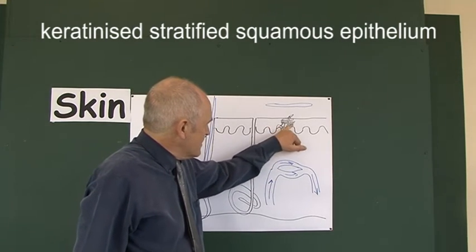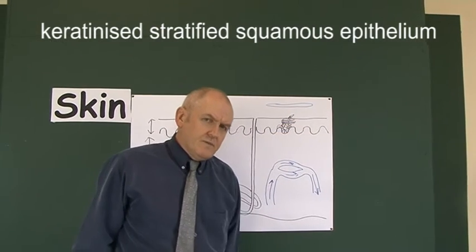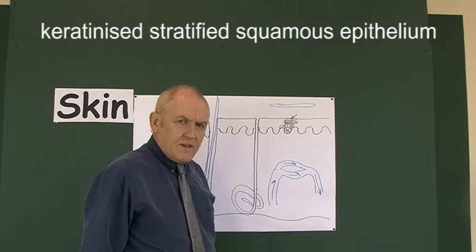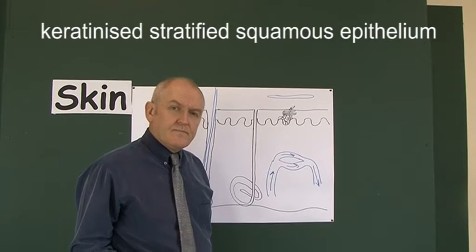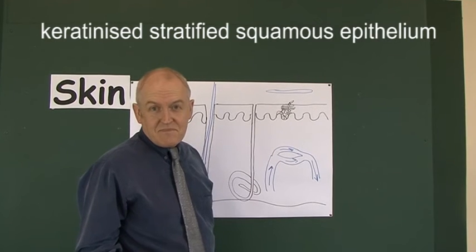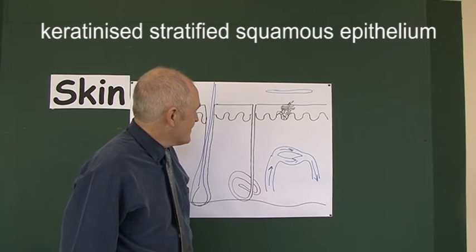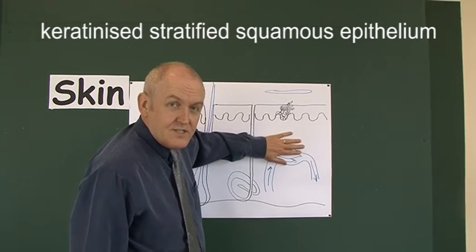And there's living cells in the lower half of the epidermis. And yet we've just said that the epidermis doesn't have a blood supply. So how can there be living cells if there's no blood supply? Well, the answer is there's a good blood supply in the dermis below.